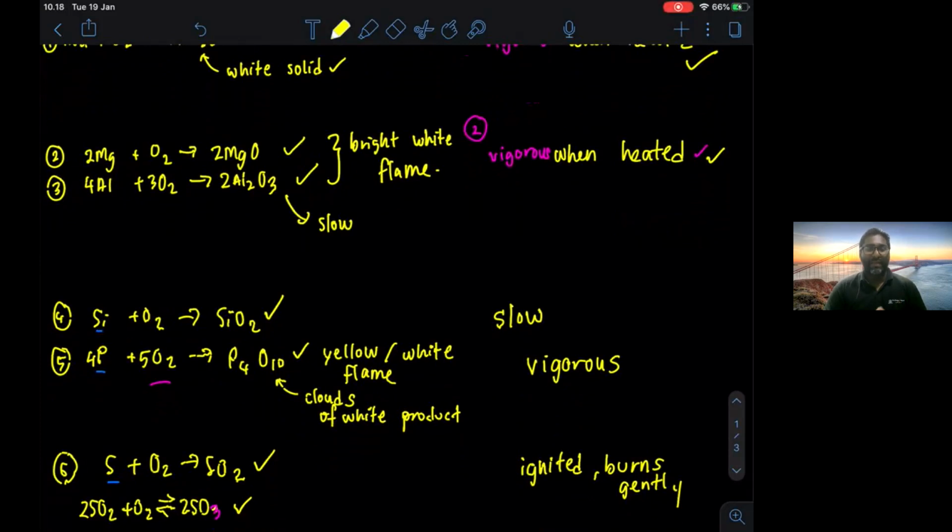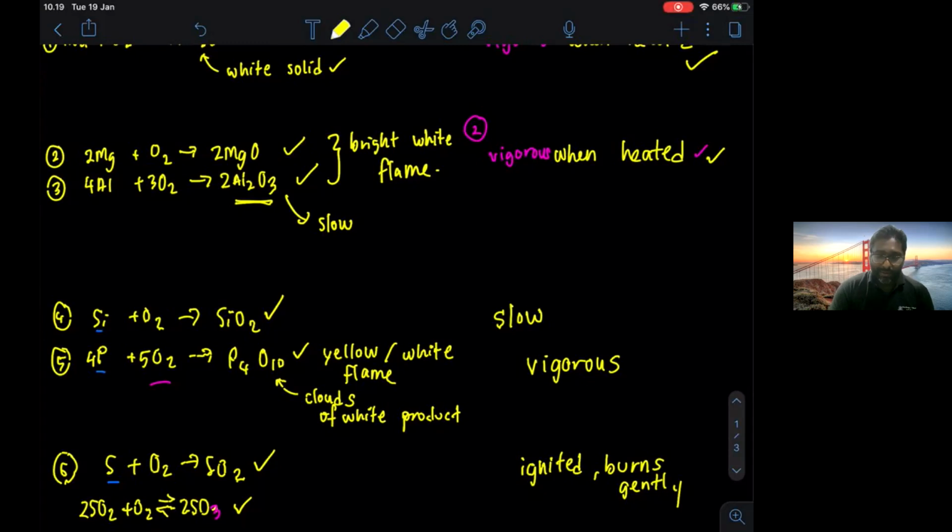But the problem is aluminium does not react with oxygen readily, because aluminium has already reacted with oxygen to give you aluminium oxide, and this aluminium oxide will form a protective layer that makes the aluminium not so reactive towards oxygen, because aluminium oxide is not reactive towards oxygen. So it forms a protective layer. Therefore, the reaction is considerably slow compared to what we expected.